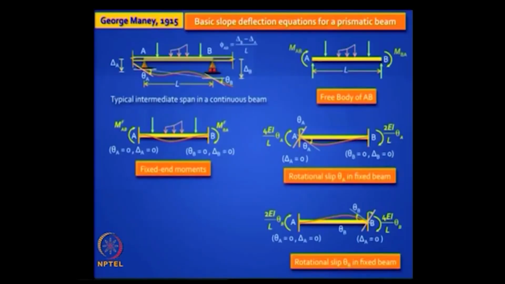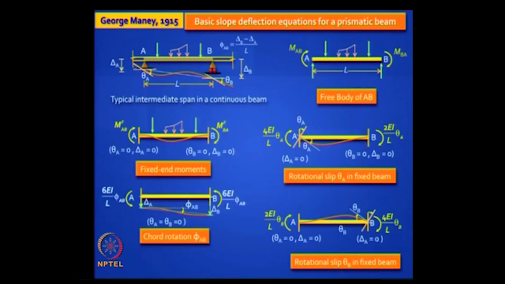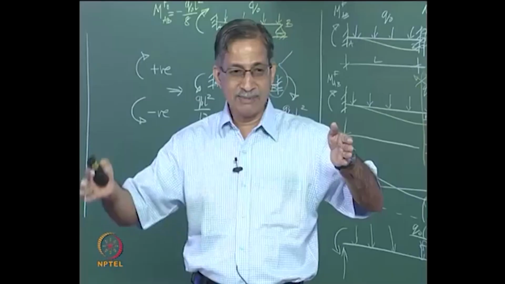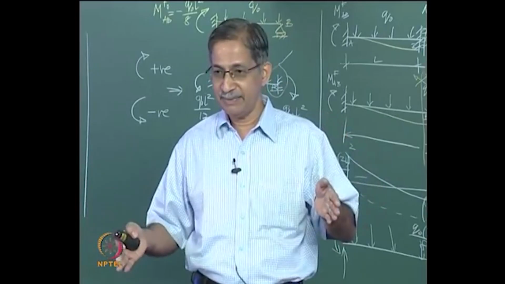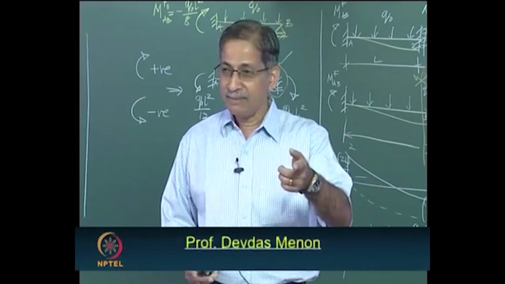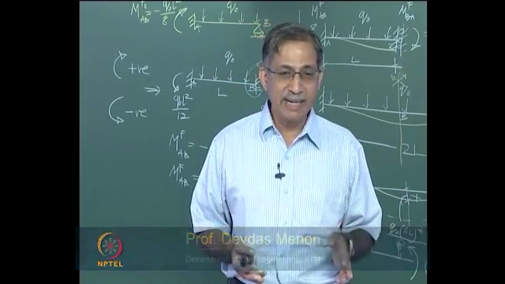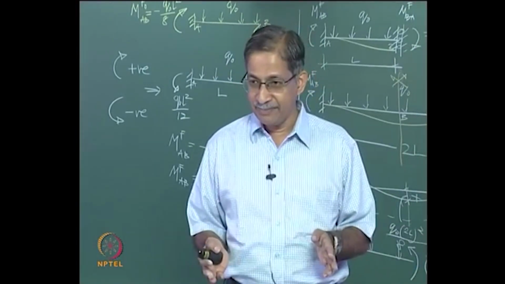Finally you have to do one more picture. What is that? Take the primary structure and do not forget there is a chord rotation. Give that also, then that completes the picture. Fix them, allow that chord rotation, delta A comes down, delta B comes down, there is a rotation phi AB. And the moments are, if you have a clockwise chord rotation, you have anti-clockwise moment 6EI by L into phi AB. Is it clear?